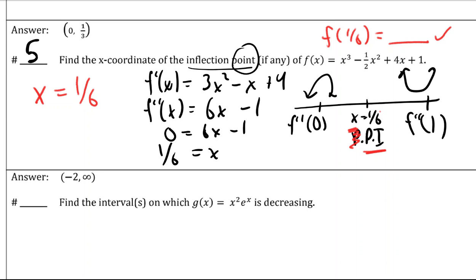Okay, any follow-up to this one before I push it away?